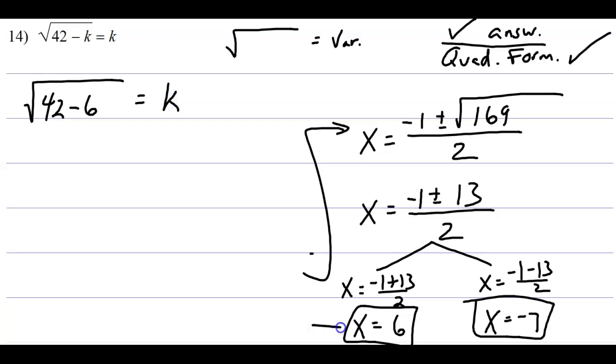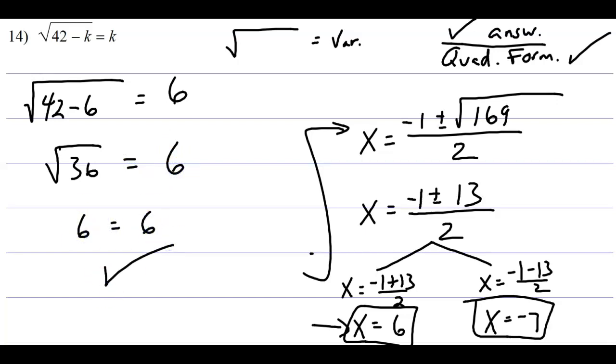Right? Because 6 was one of my answers. So if I plug in 6, 42 take away 6, what is that? 36 maybe? Oh, I forgot to plug it in over here also. My bad. Sorry. So 42 take away 6 is 36. And the square root of 36 is, lo and behold, 6. We got a good outcome there.